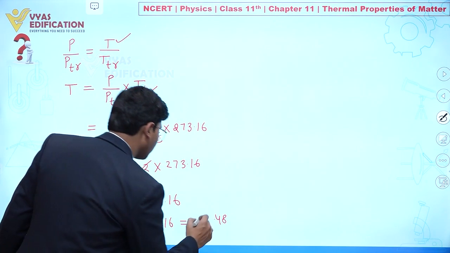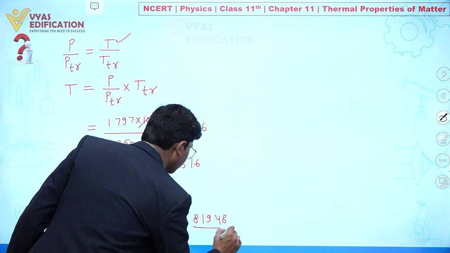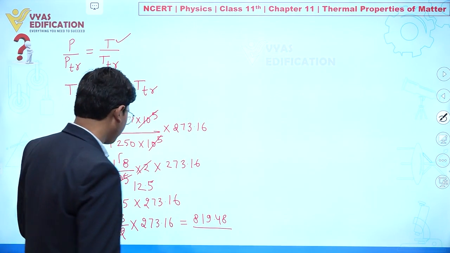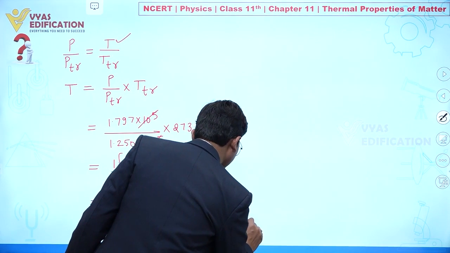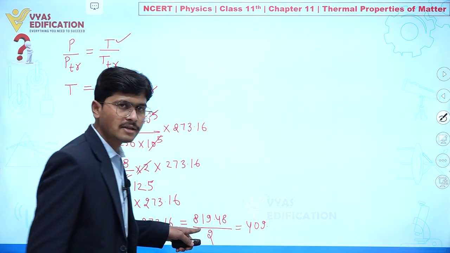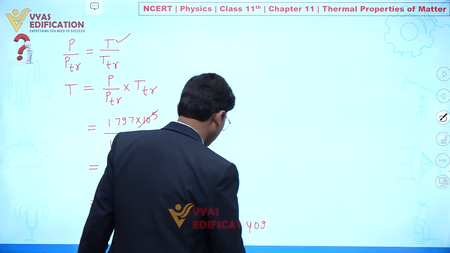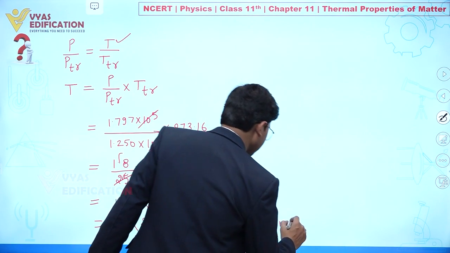This is 9, and we can say this is 21. This is 2. So 819.48 divided by 2. From here we can say this is 4, 0. Now this is 9, we can say 18, so we have one left. This is 7 and this is 4. Clear? And this is in Kelvin.